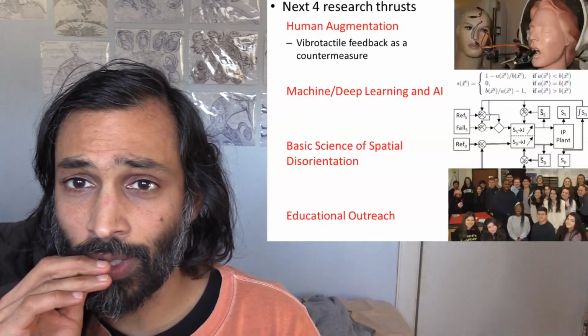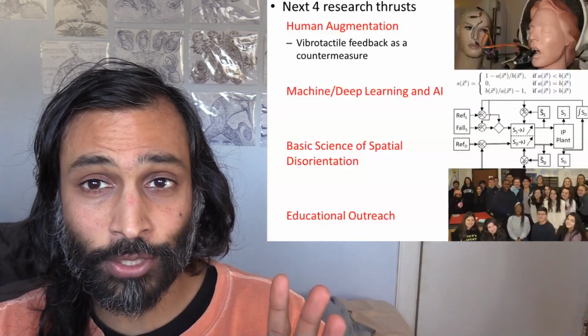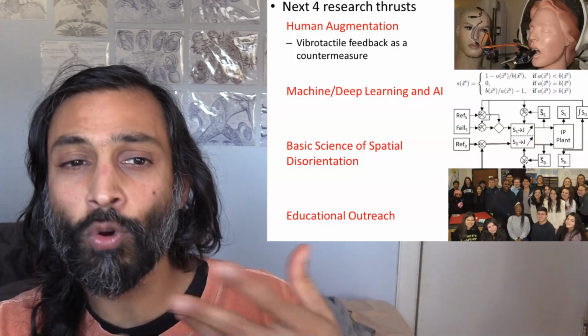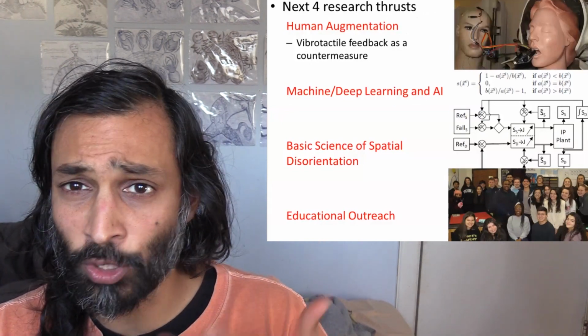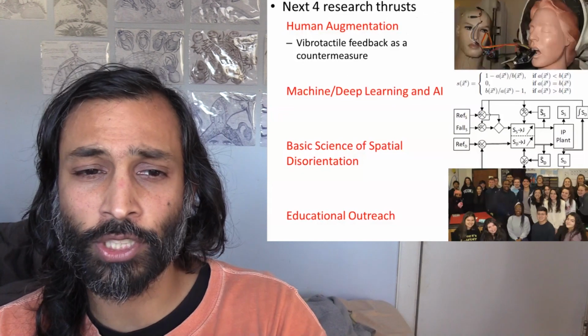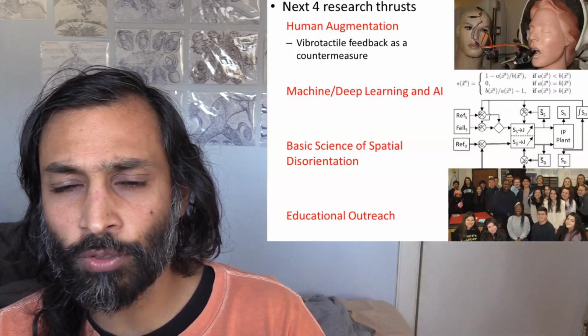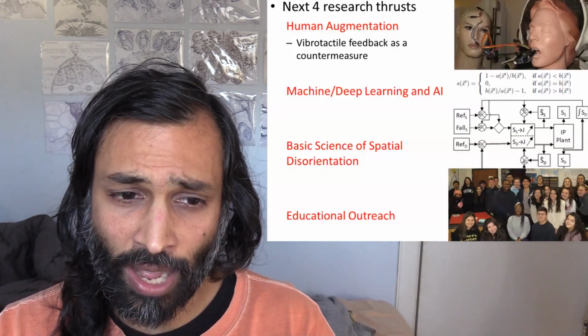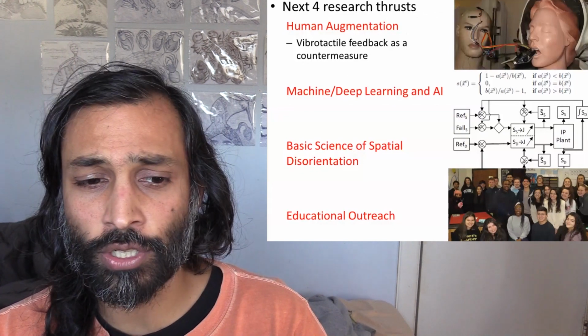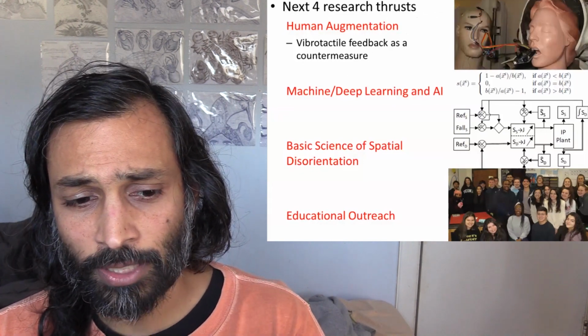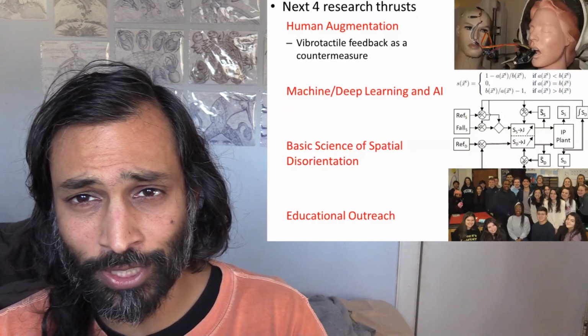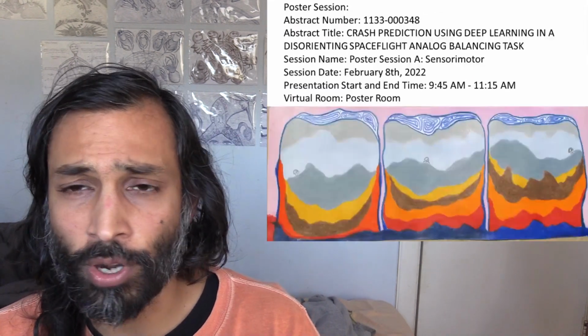Okay, I would love to collaborate, love to talk to anyone, so definitely reach out. The 4 major research thrusts I have is human augmentation, and my next project is on vibrotactile feedback as a countermeasure. I'm exploring AI, machine and deep learning as countermeasures, of course, basic science of spatial disorientation, and I'm a former high school teacher, so educational outreach is very important to me.